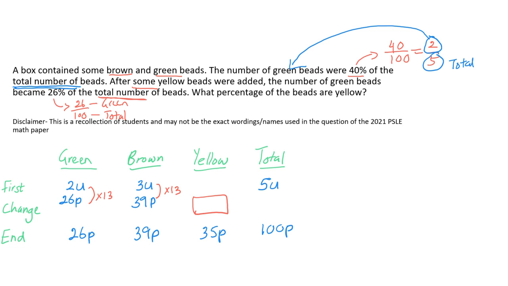So the question is, what percentage of the beads are yellow? So first we need to come up with our fraction. In this case, the denominator will be what comes after the word of. The beads is the denominator. Are yellow, the number of yellow beads is the numerator. So if I write that, that will be 35 over 100. But since they're asking us what percentage, we just need to multiply by 100. That will give us 35%.